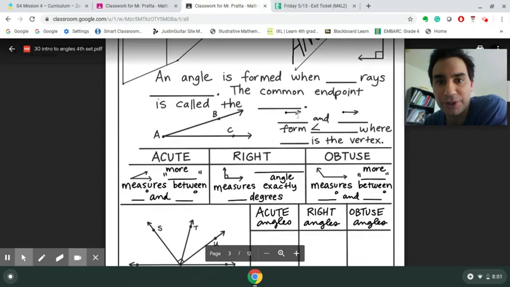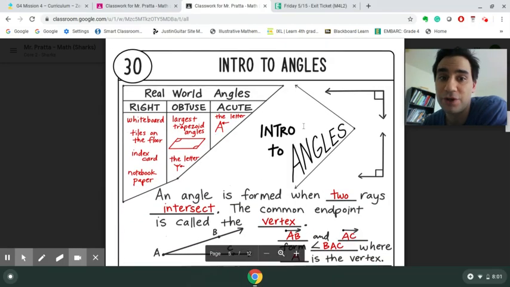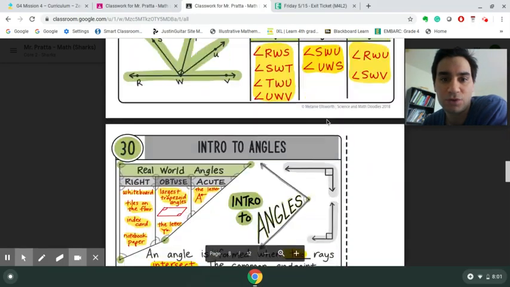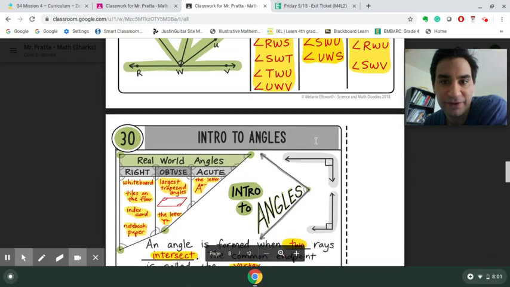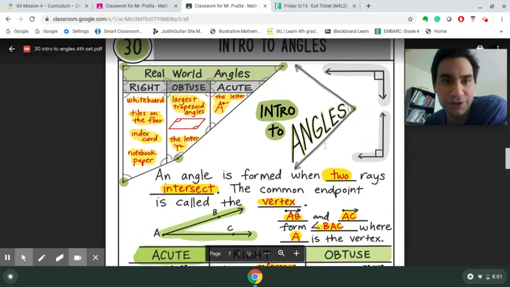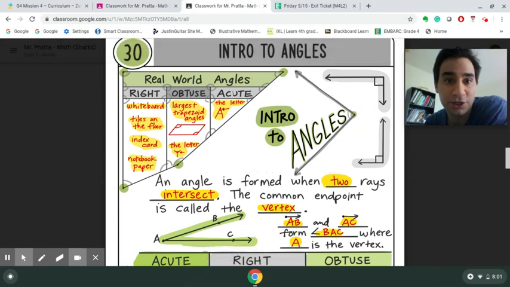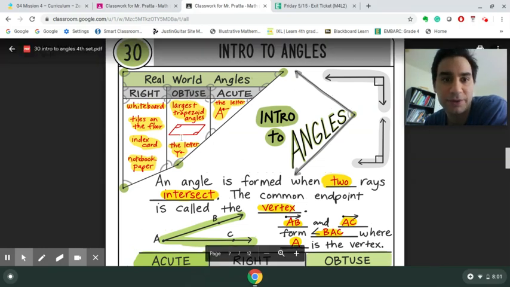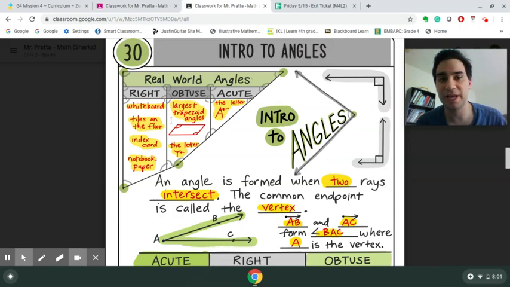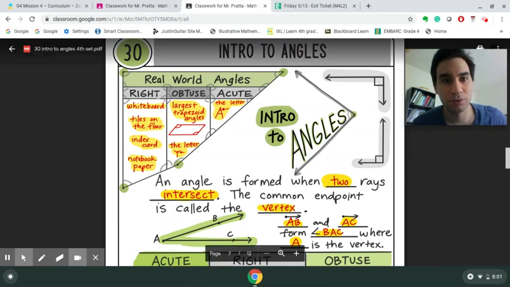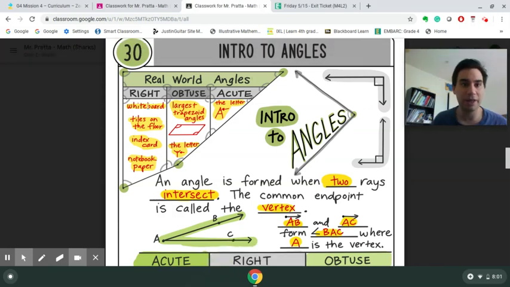If you don't have a printer and you just want to use it for your notes, if you scroll down, a lot of the notes are already filled in. If you look at it, you have right, obtuse, and acute angles. We talked about all of them. They give you some examples too. A right angle would be like the edge of a whiteboard, the edge of an index card, the edge of a piece of paper.